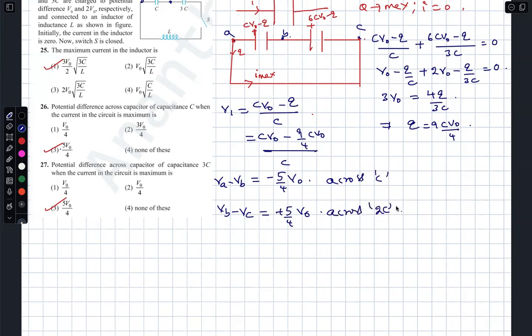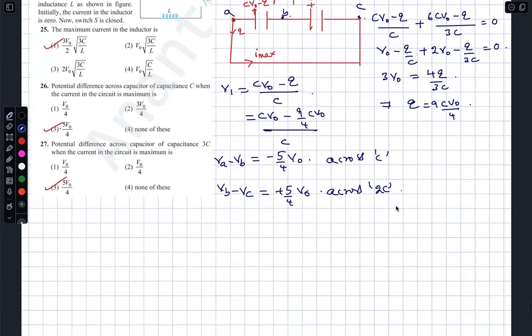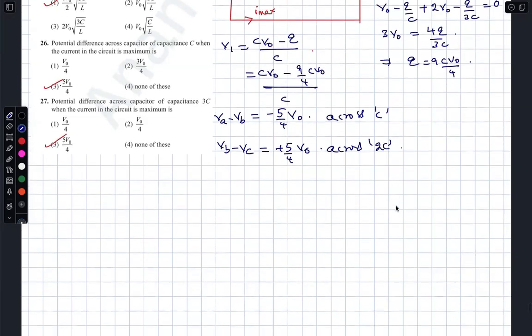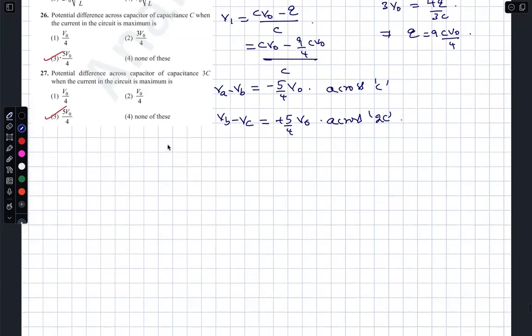Across 2C. By the way, how to find the maximum current in the inductor? Please try to understand one point here. Even now, you can still use the shortcut for Imax. No, I will do it in a professional way first. Thereafter, I will tell you the shortcut.